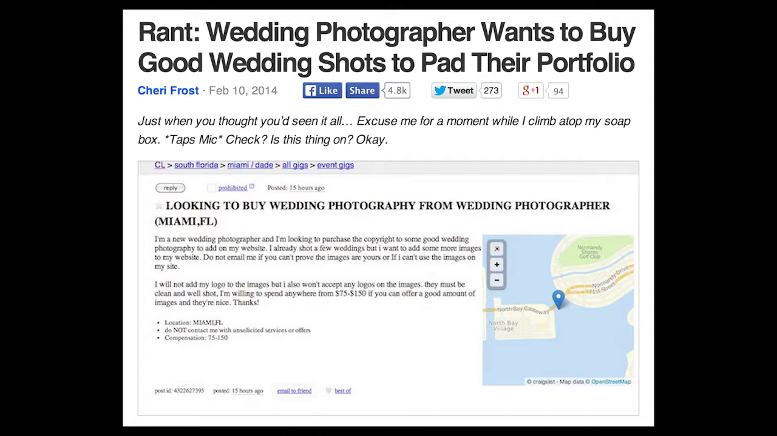But this article on Petapixel is a photographer in Miami looking to get images from other photographers so that he can pad his portfolio. And by the way, the terminology being used is his. He's looking to pad his portfolio. So check this out. This is how ludicrous this proposition is. Maybe you're not offended by it. I don't know if I'm offended by it or just shocked by the whole thing, but maybe in our industry I should stop being shocked.